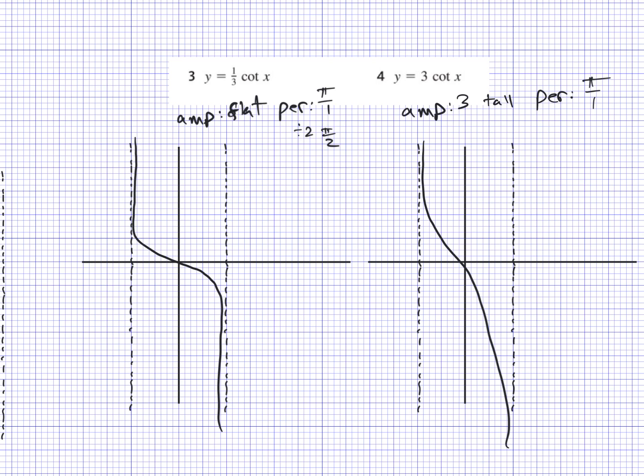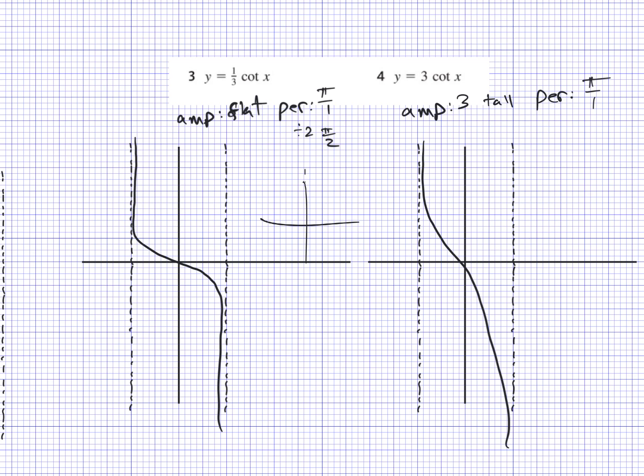We look at 3 and 4, notice that our amplitude on number 3 is 1/3, and our amplitude on 4 is 3. So the 1/3 shrinks it vertically, so it makes it flatter, and the 3 makes it a little bit straighter, a little taller. Now the period for cotangent is pi, just like tangent, except the cotangent starts at 0. So I'm not really sure what was going on here. These should be shifted. Let me just redraw this.